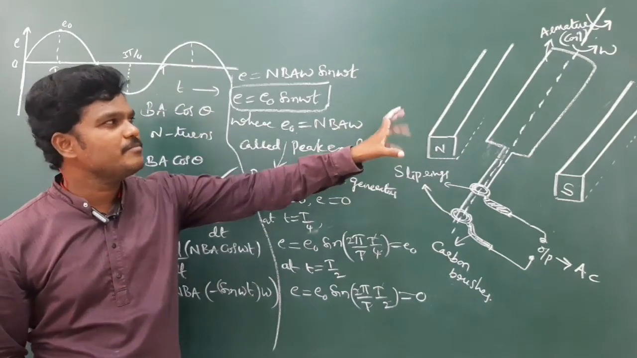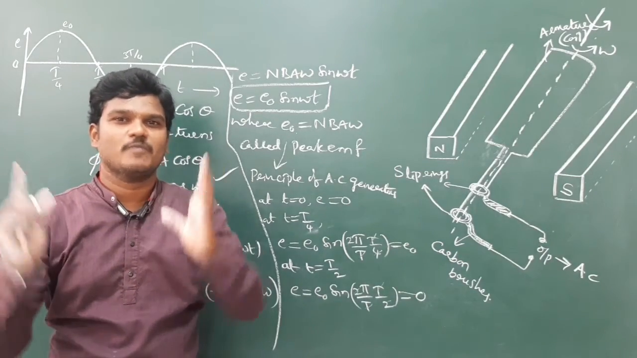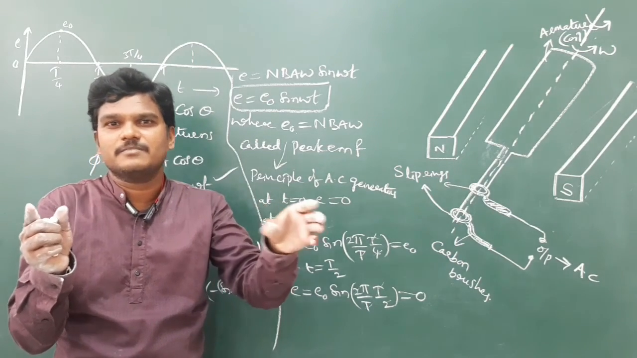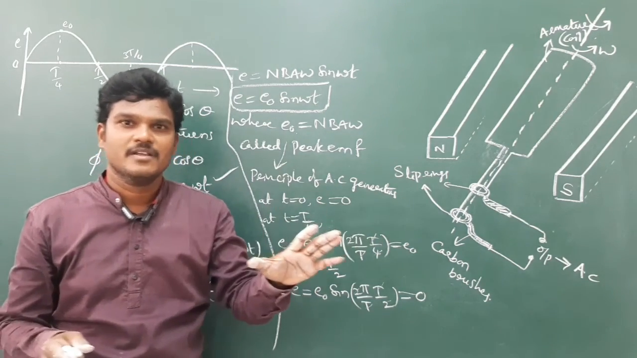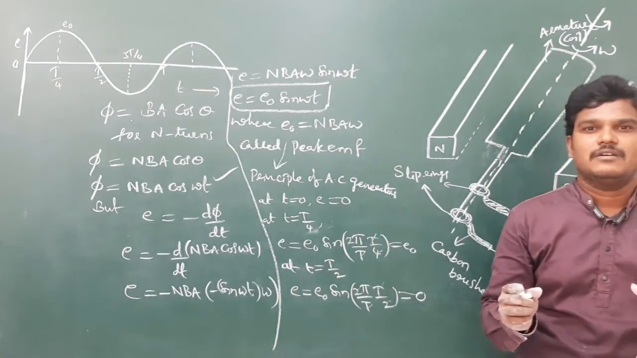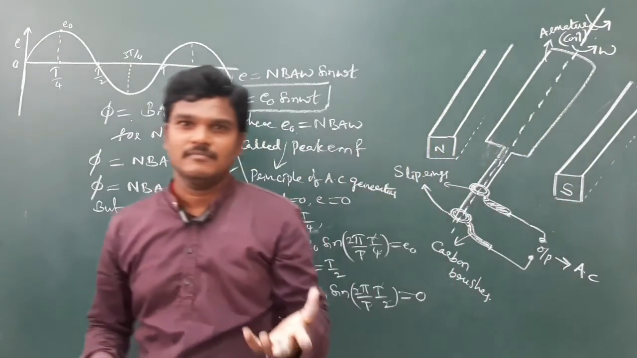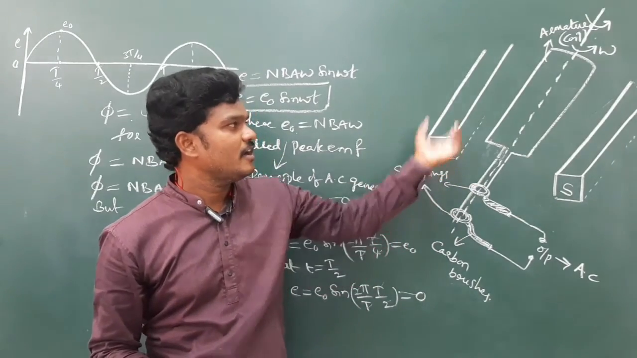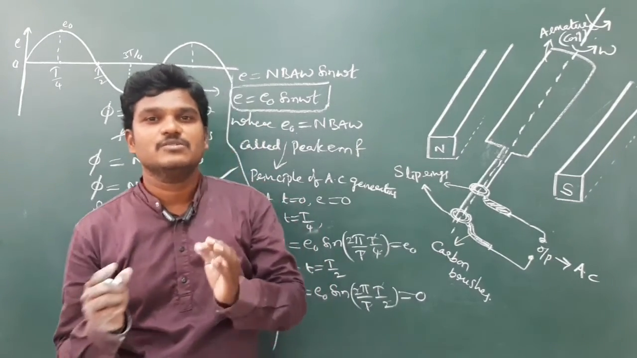The main parts of the AC generator: one is magnets. There are two strong electromagnets, separated by a certain distance, and they produce a uniform magnetic field between them. And one more is the armature. Armature is nothing but a coil, wound on a soft iron core. Because of the soft iron core, the magnetization increases due to the orientation.